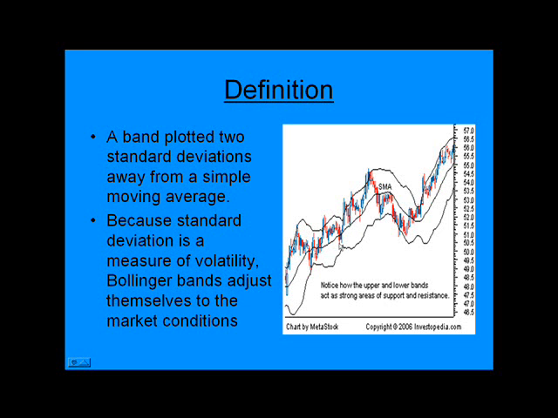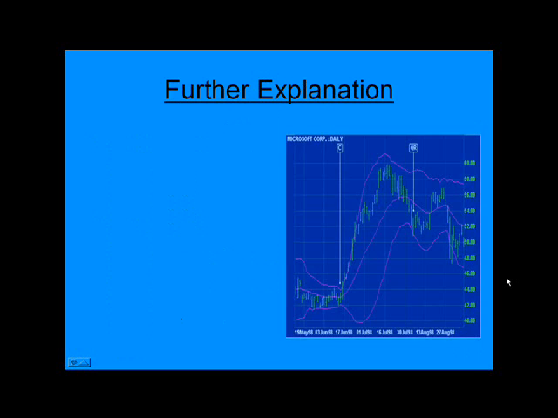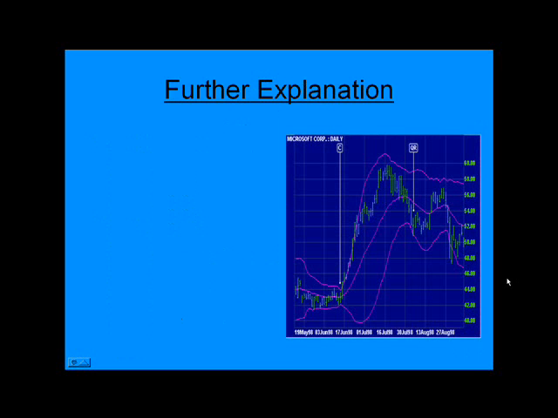And so because we have these bands that are standard deviations away from the moving average, they're basically measuring the volatility of the stock, the volatility of the move of the stock. And because of that, the Bollinger Bands will adjust based upon the current market conditions. Here you can see that we can also use Bollinger Bands to do support and resistance, but we'll talk about that later. So the standard deviations, market volatility, what does that all mean?